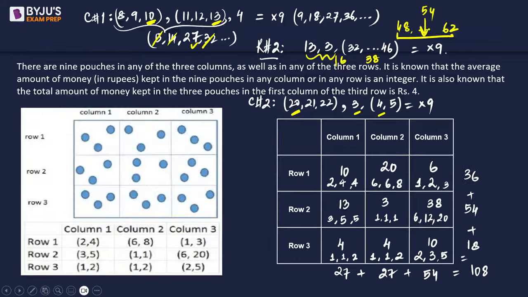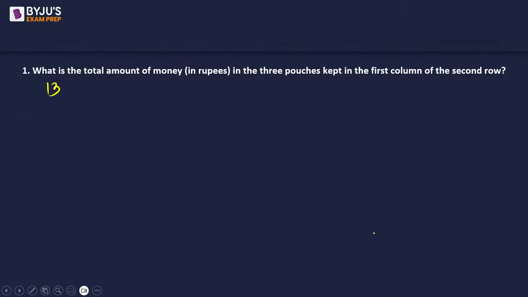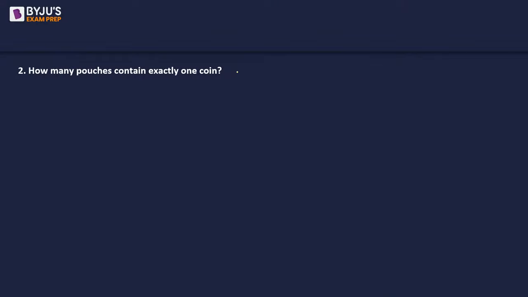So exactly 1 coin, we have second row, second column 3 pouches, first row, third column 1 pouch. So there are 4 pouches, and in row 3 we have another 4 pouches. So a total of 8 pouches contain exactly 1 rupee, right? So 8.